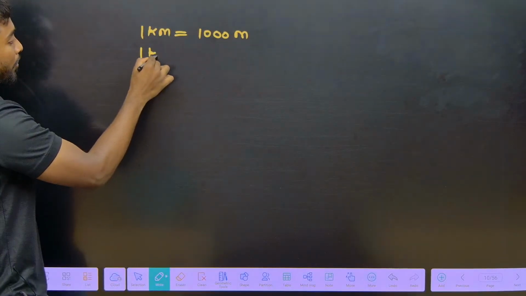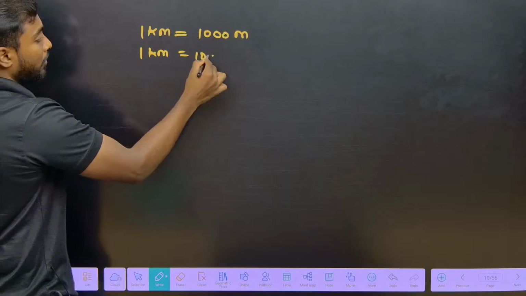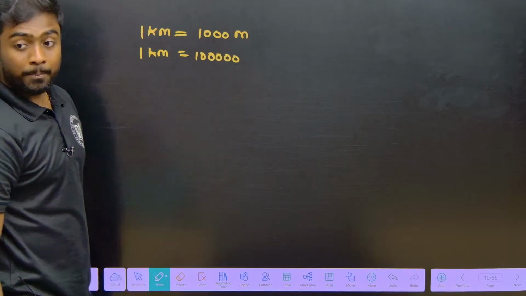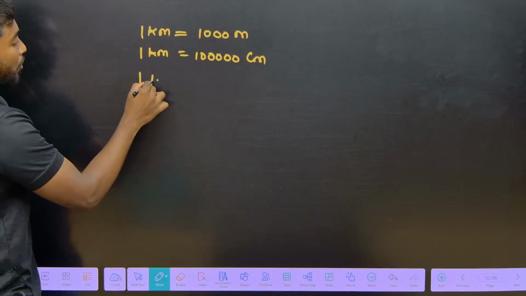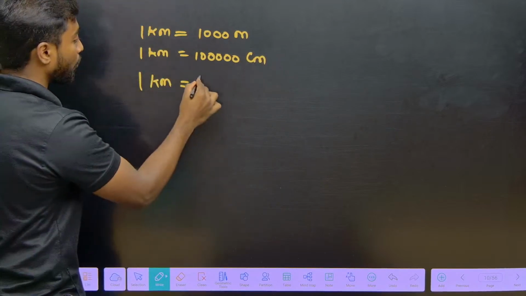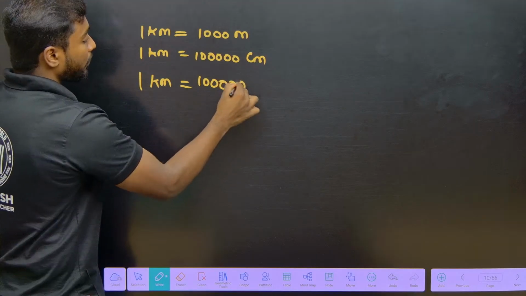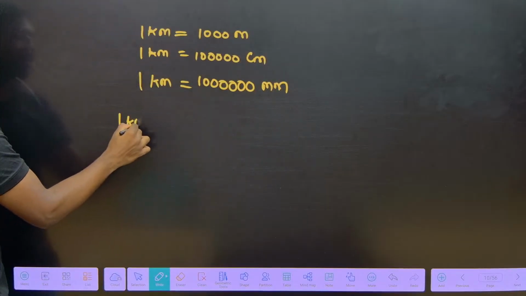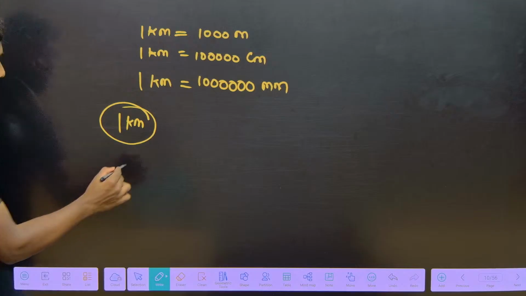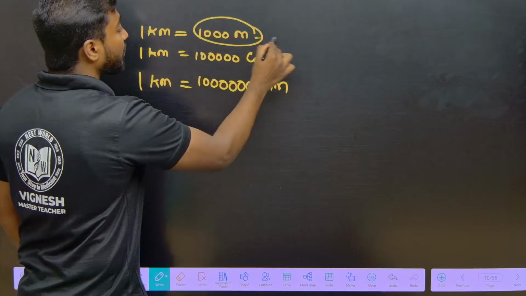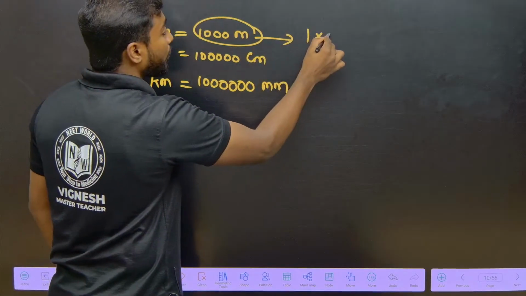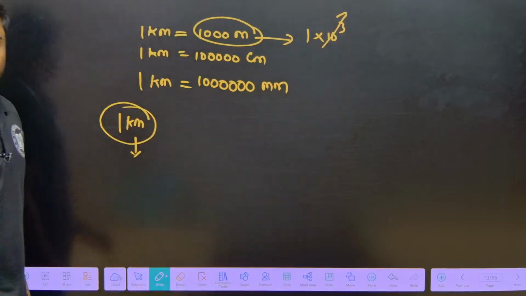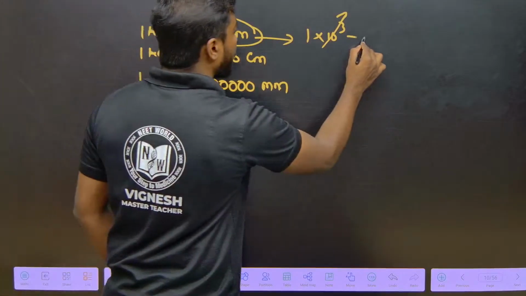So if I write, 1 kilometer equals 1000 meter, 1 kilometer equals 10 power 5 centimeter, and 1 kilometer equals 1,000,000 millimeter. Now what is the significant figure for 1 kilometer? One significant figure. What about 1000 meter? I can write 1000 as 1 into 10 power 3, so the power of 10 I need not consider. So 1 significant.